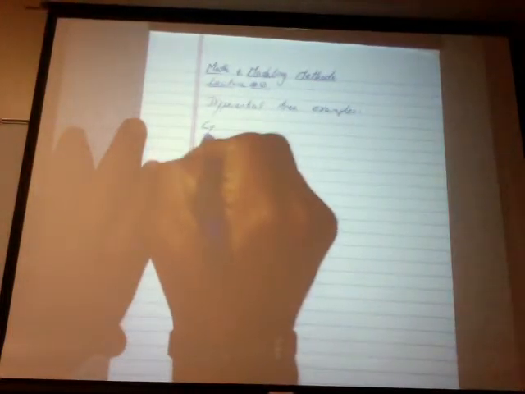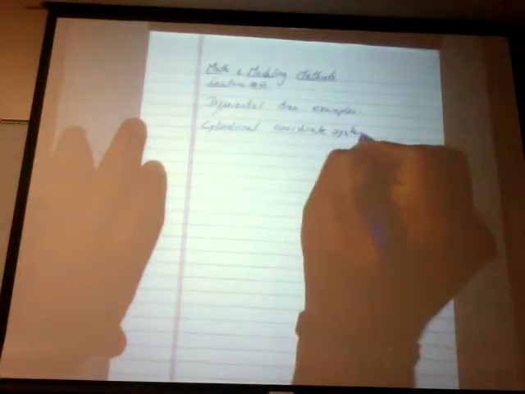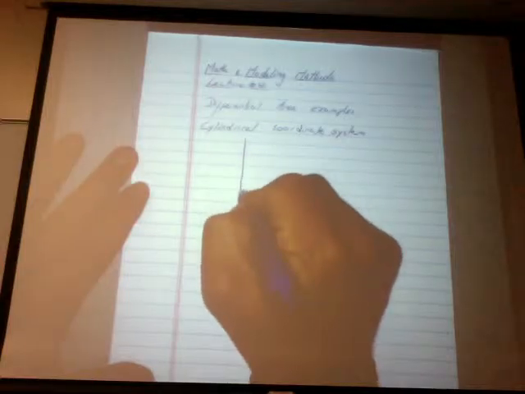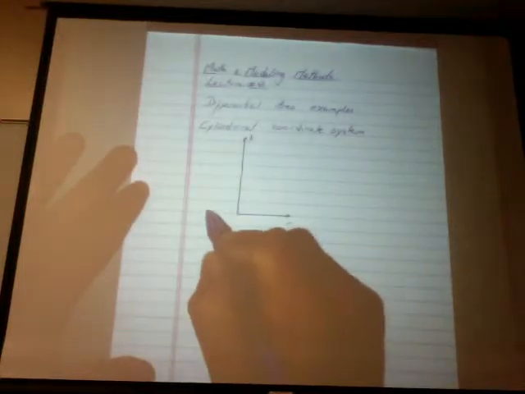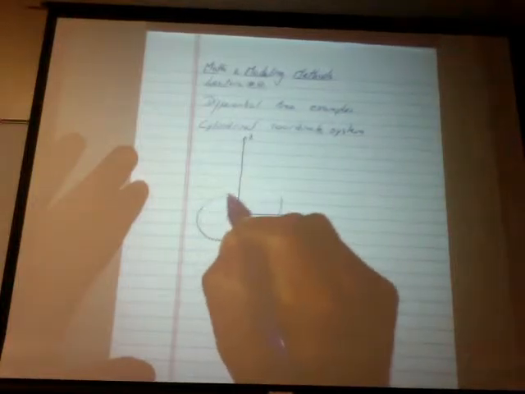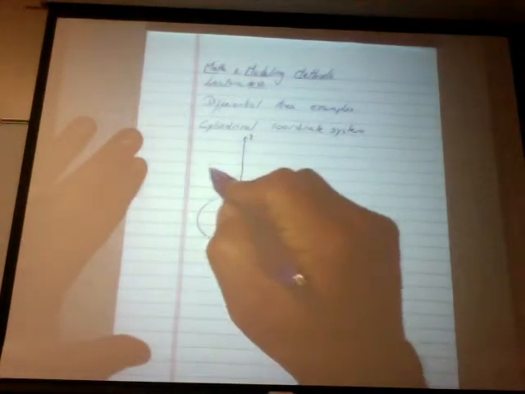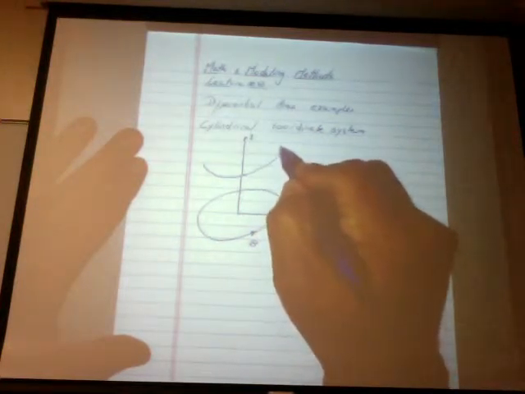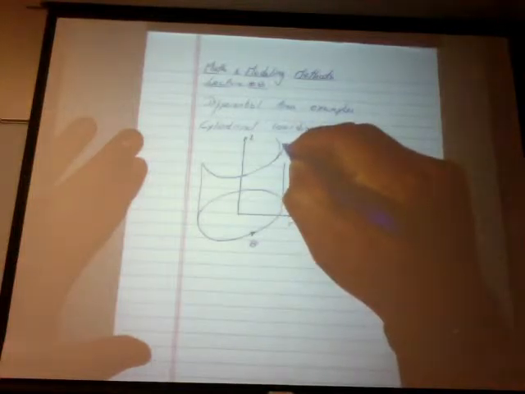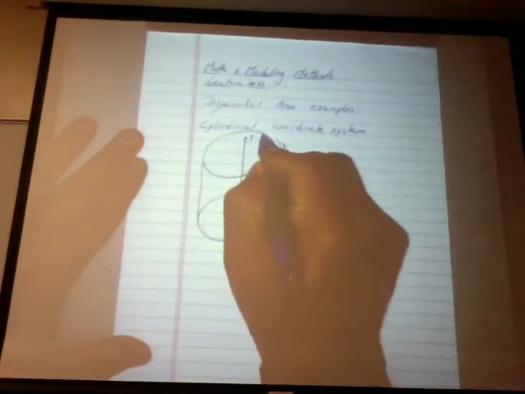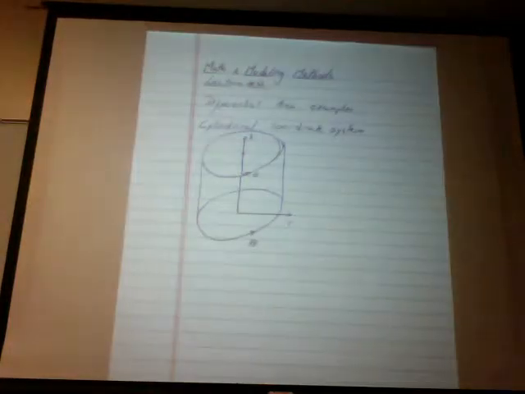For example, the cylindrical coordinate system. We have the axial coordinate, and we have the radial coordinate r, and we have a tangential coordinate and we call this one theta. And let's just try to reproduce this one here. And this is theta as well. That's R. So let's see the different differential areas on this coordinate system.